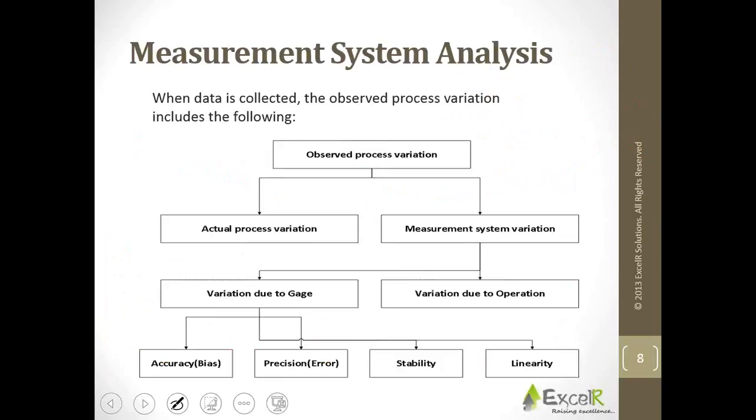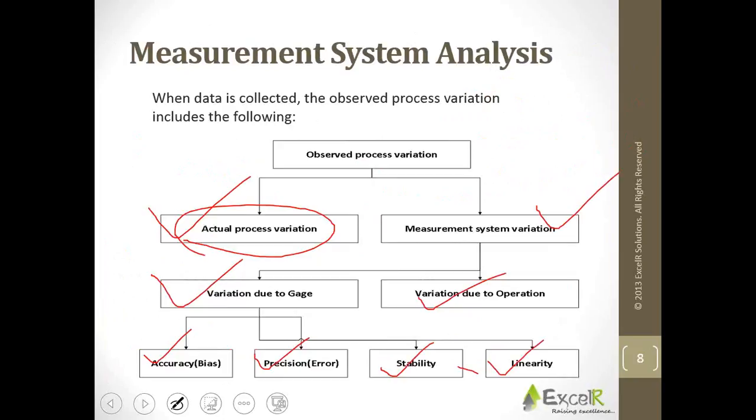All right. When data is collected, the observed process variation includes these two things: the actual process variation and the measurement system variation. Actual process variation, you can't do much with that. But measurement system variation can be because of variation due to the gauge or the equipment that you're using, or it can be due to the operator. Now, variation due to gauge, how do you measure? Accuracy, bias, precision, stability, linearity, all these are examples. Now, Anuj, question to you. Variation due to operator, we have already discussed in green belt. What is that?